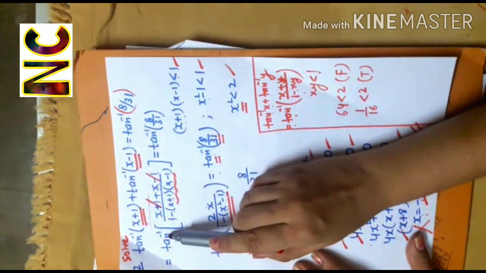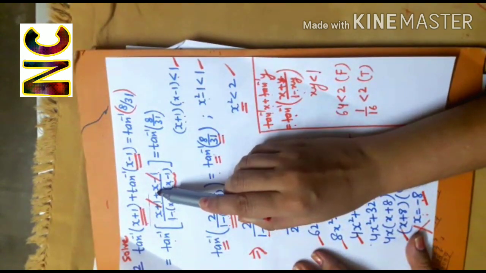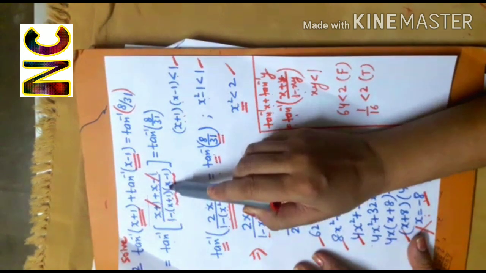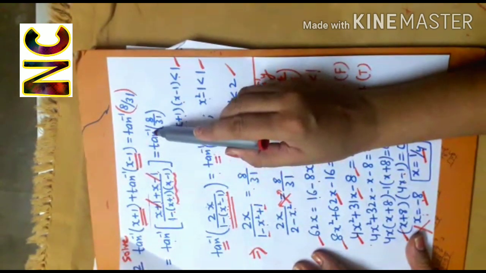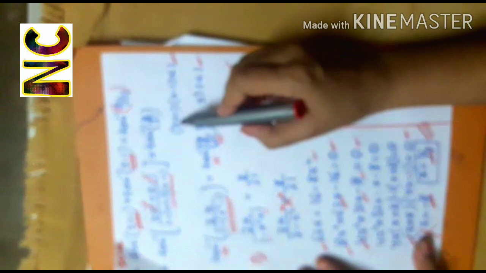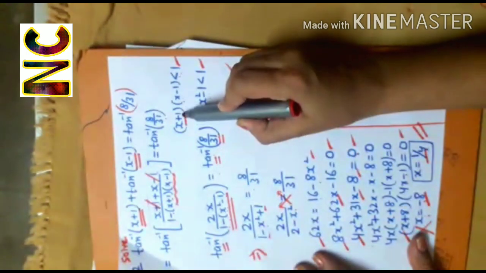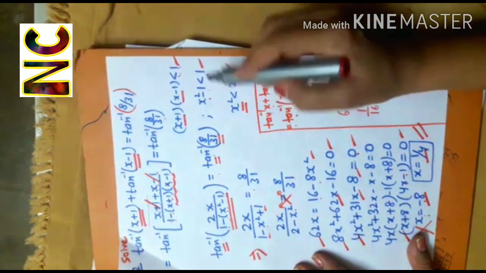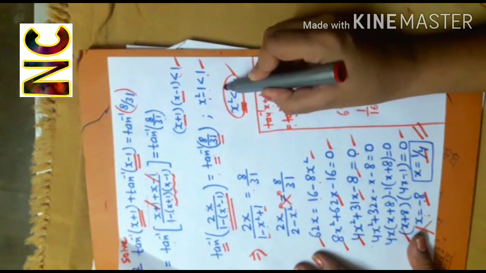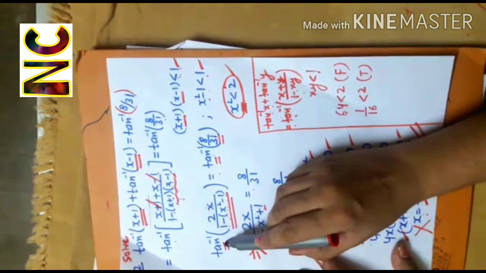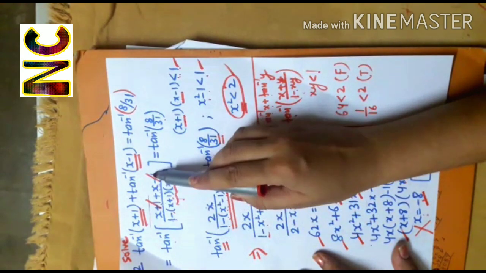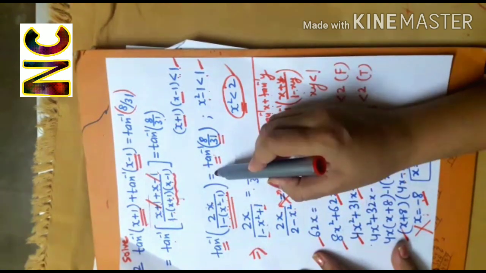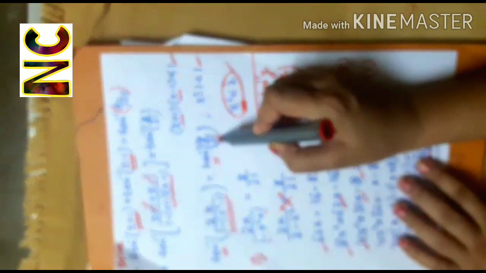So I'll get here tan inverse of ((x plus 1) plus (x minus 1)) whole divided by (1 minus (x plus 1) into (x minus 1)) equals tan inverse 8 over 31. xy is less than 1, that is (x plus 1) into (x minus 1) is less than 1. That is x square minus 1 is less than 1, or x square is less than 2. Now on simplification I'll get tan inverse of 2x, this will get cancelled out, so 2x over (1 minus x square plus 1) equals tan inverse 8 by 31.